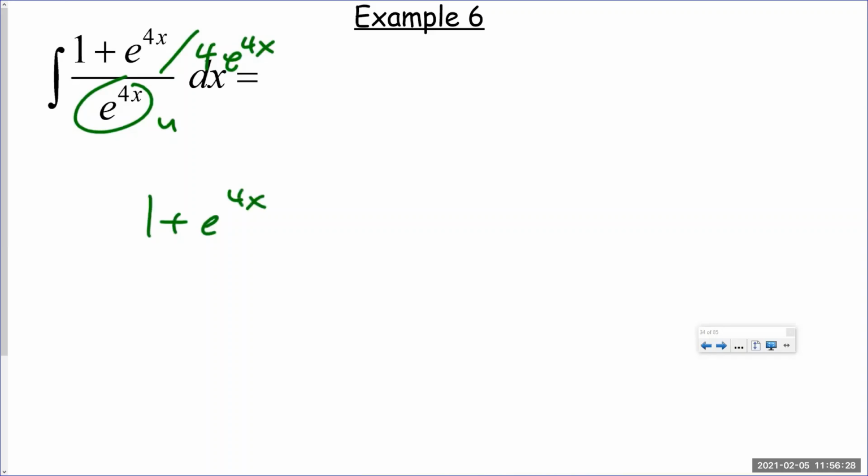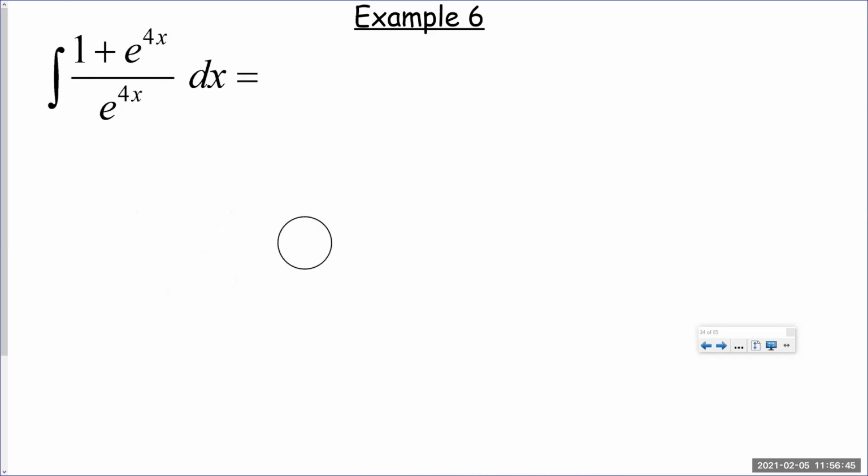Okay, remember, real algebra, not the fake stuff. Do my x's cancel out there in the numerator? No, they don't. They would if I didn't have this 1 plus, okay? But this 1 plus prevents me from canceling, okay? So this is not an ln problem. What kind of problem is this?